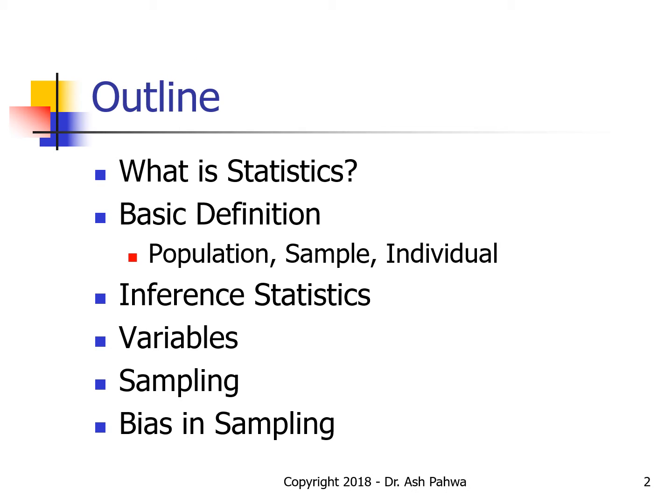This is the outline for this lesson. First of all, we are going to define statistics. Then we will define population, sample, and individuals. After that, we are going to very briefly explore inference statistics. Finally, we will define variables, sampling, and also bias in sampling.